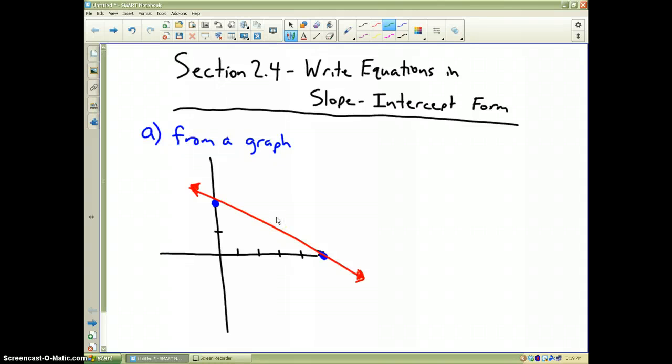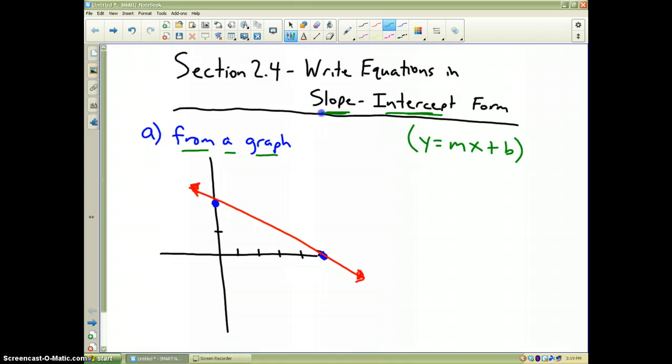Section 2.3 was about graphing linear equations. Now section 2.4, the topic is writing equations, specifically in slope-intercept form. We all know that's the form y equals mx plus b, which is the most popular way to write a linear equation. So the first type of writing we're going to do is example A, from a graph.